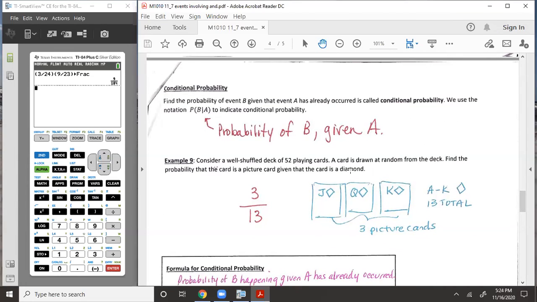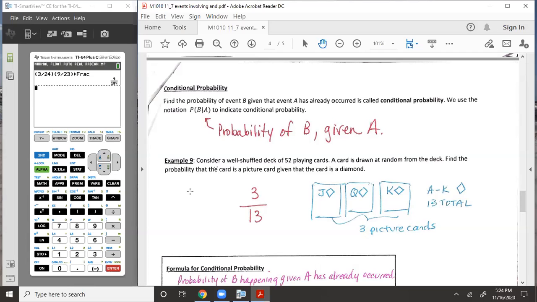Conditional probabilities. Finding the probability of an event B given that event A has already occurred is called conditional probability. We use the notation P of B given A to indicate conditional probability. Okay, so what this means is this is the probability of B given that A has already happened.